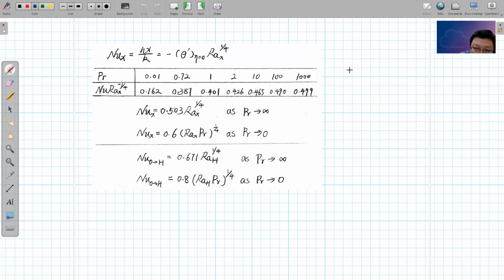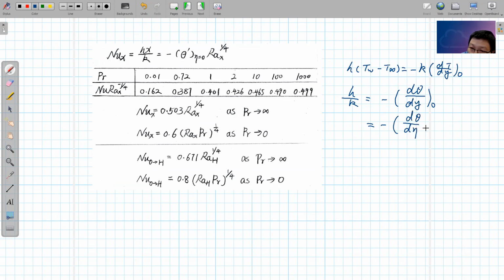Maybe I should write it. The way to derive it is h times (Tw minus T infinity) equal to minus k dT/dy at 0. So basically that tells us h over k is equal to minus d theta/dy at 0. And then we can write this as d theta over d eta at 0 times d eta over dy.